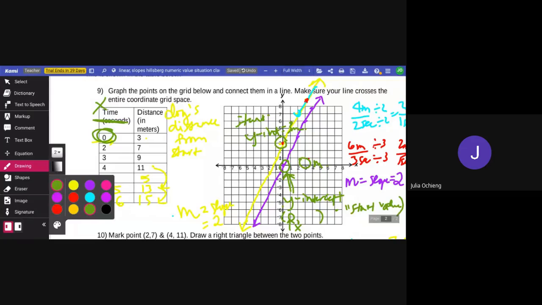Okay. And so we let the letter b usually stand for the y-intercept. So b equals 3 for the dog. And whereas for Mr. Hillsberg, b equals 0, because that's his start value. And that's going to matter more and more when we talk about the equation of a line, which is y equals mx plus b. And that will be another lesson.